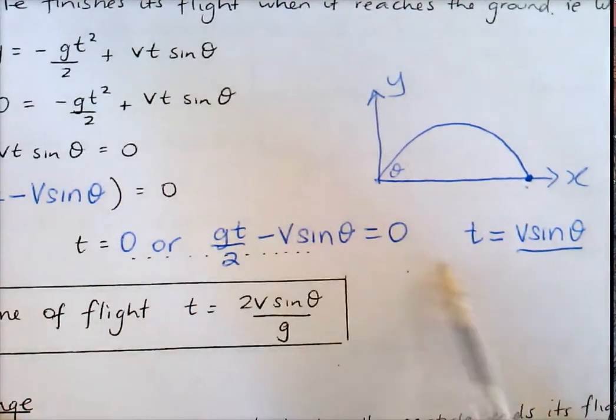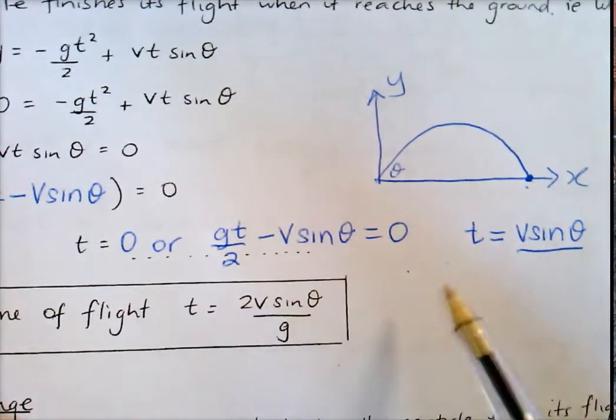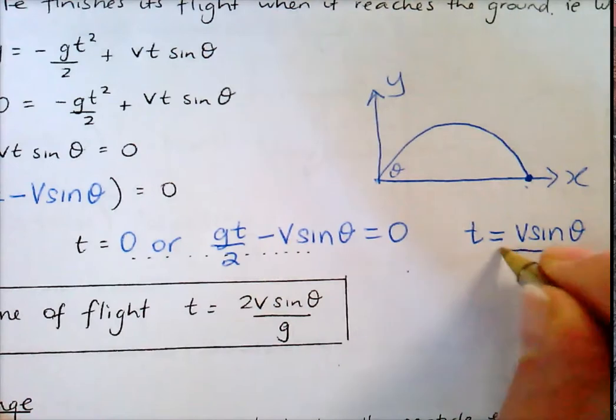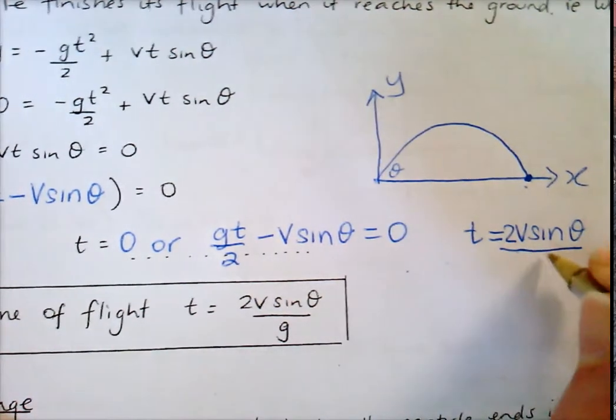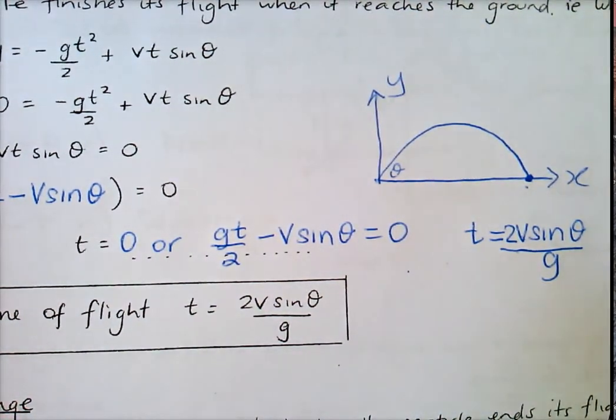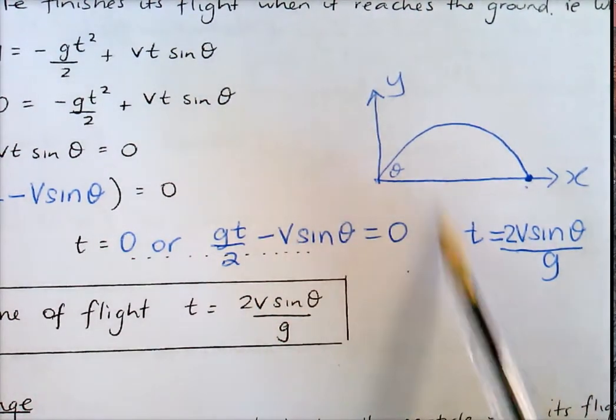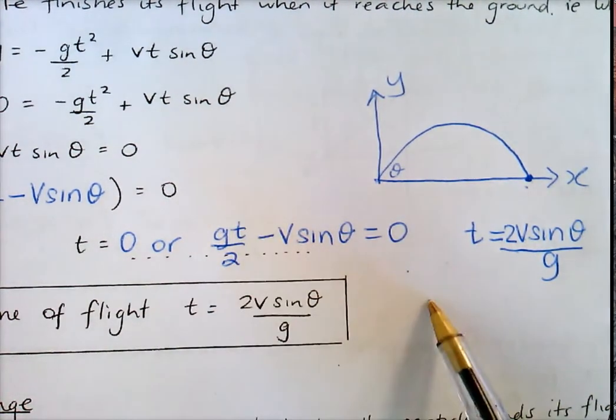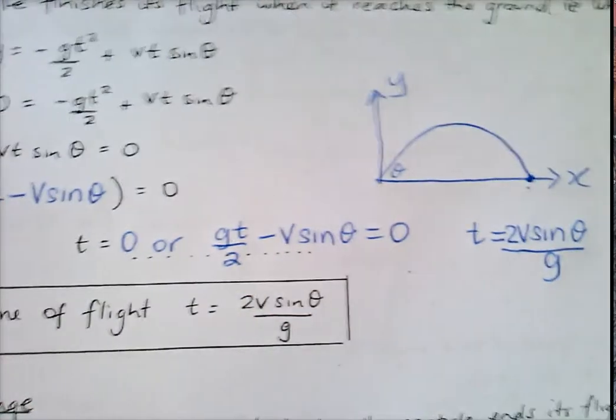And once it's over the other side, you put the 2 up and the g down. Divide by g times by 2. So you go 2v sine theta on g. So girls, you take that over, the 2 goes up and the g goes down. Are we good with that? So t equals 2v sine theta on g.